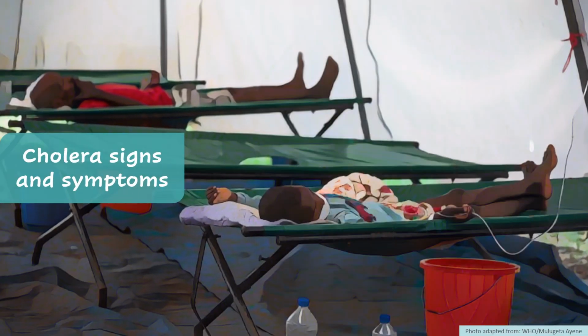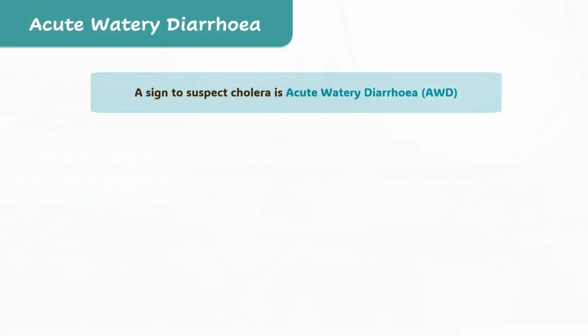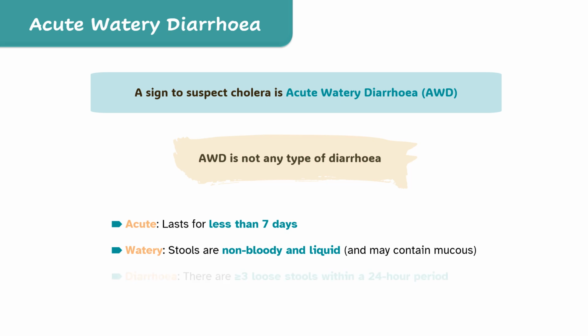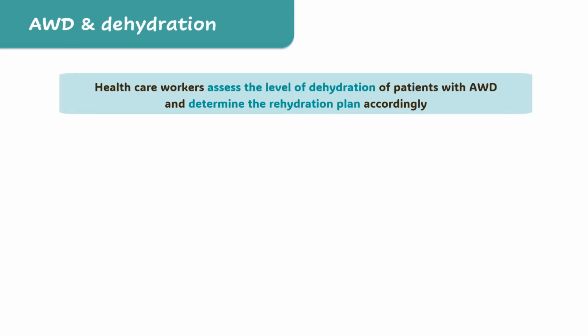Let's start with the signs and symptoms of cholera. A key sign to suspect cholera is acute watery diarrhea, also referred to as AWD. AWD is not any type of diarrhea. It is acute if it lasts for less than 7 days. It is watery if stools are non-bloody and liquid and may contain mucus. It is diarrhea if there are 3 loose stools or more within a 24-hour period. Acute watery diarrhea can cause dehydration.